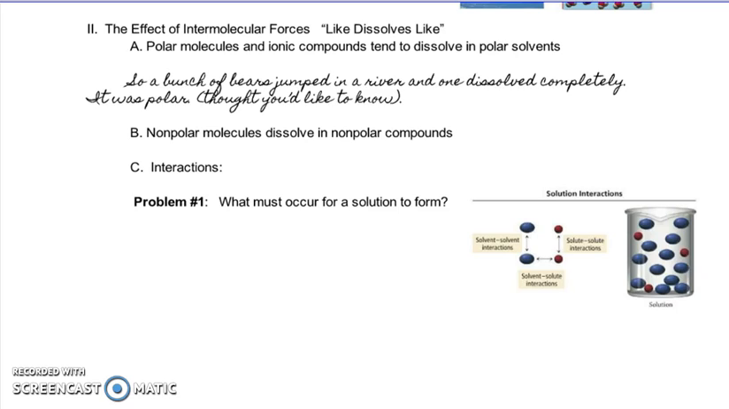So there's a little joke here. It says, there's a river and one dissolved completely. It was polar. Ha ha ha. Anyway, apparently the rest of them were nonpolar.